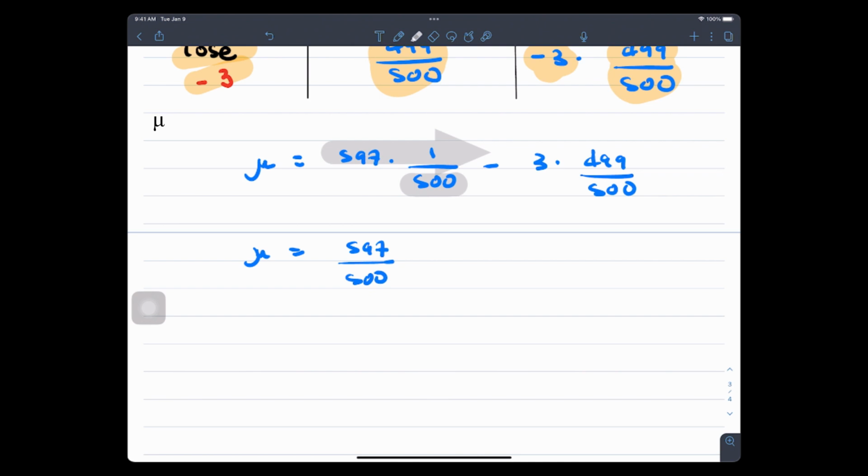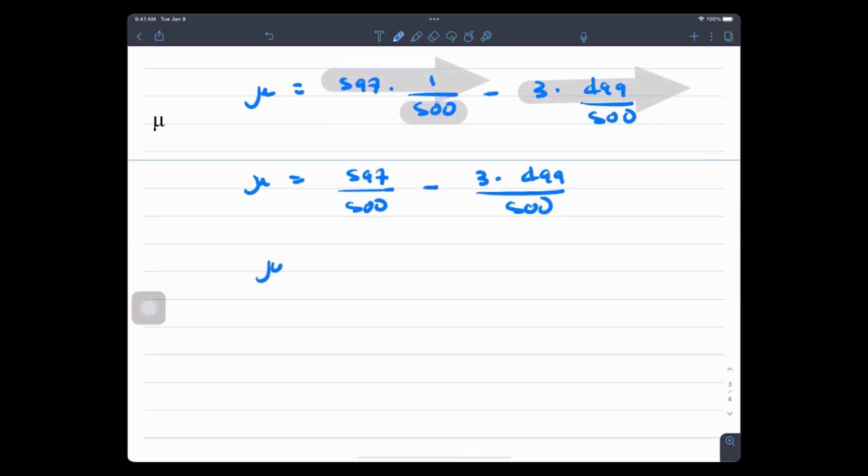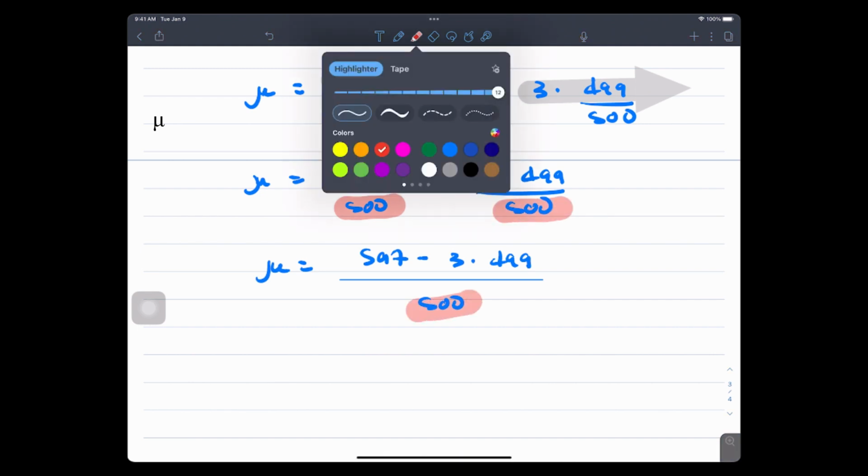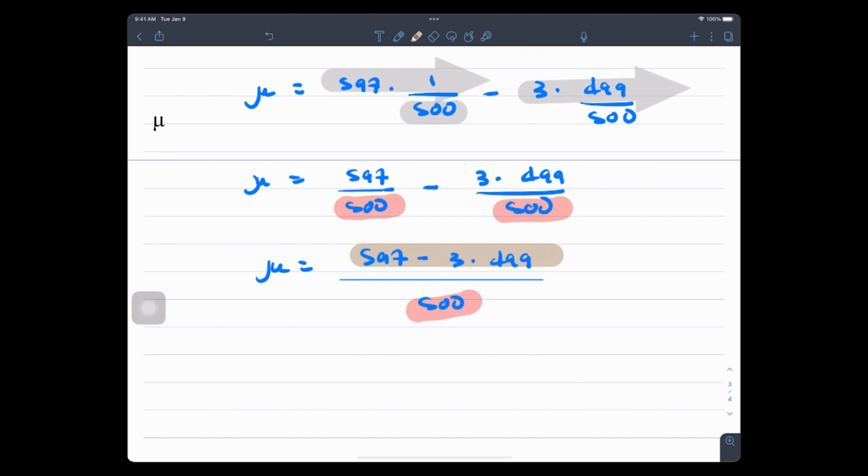$597 times 1 is $597. That's over 500. And then this is minus 3 times $499 over 500. And then what happens here? 597 minus 3 times 499. Remember, why do I get to put this over the same denominator? Because when you add or subtract fractions with the same denominator, what do you really do? You keep it all over the denominator, and you add or subtract the numerators.